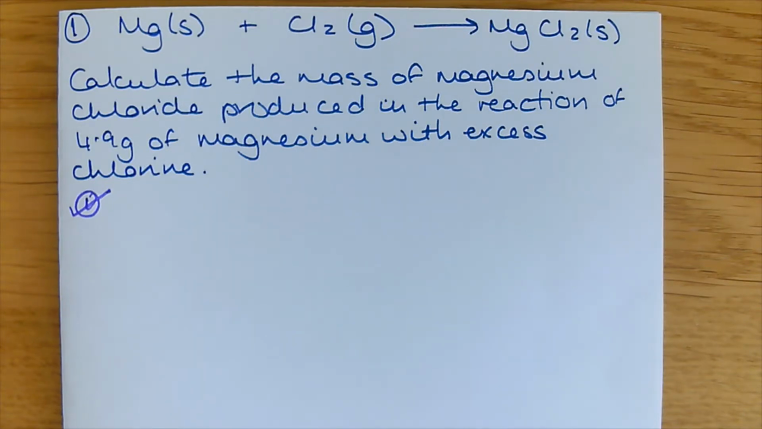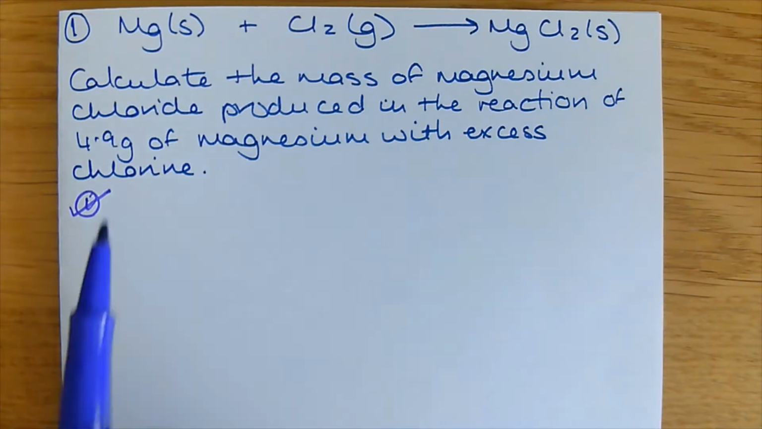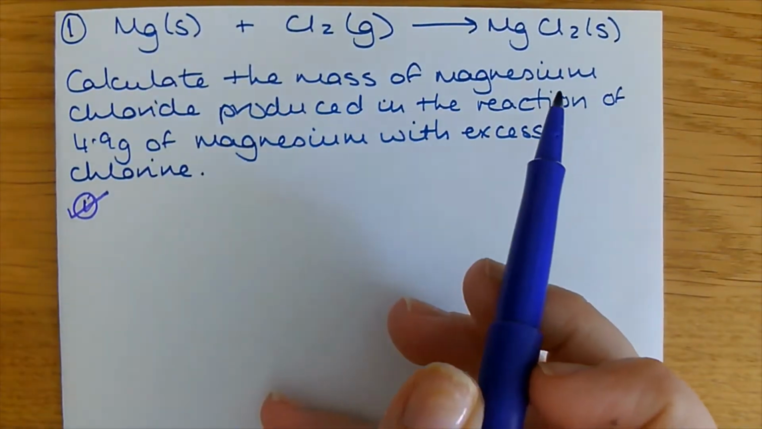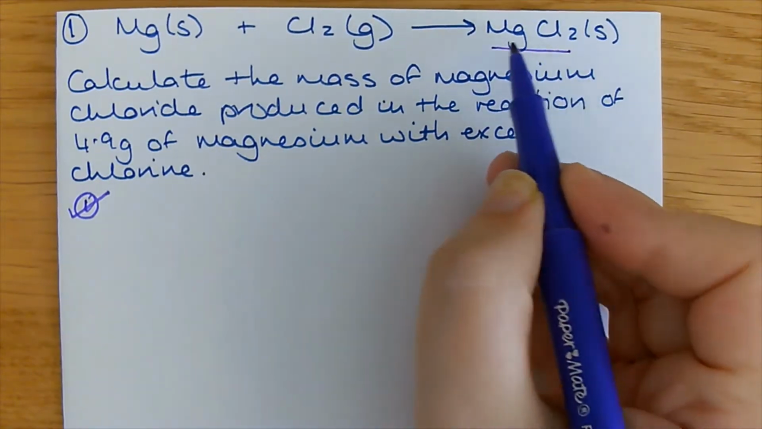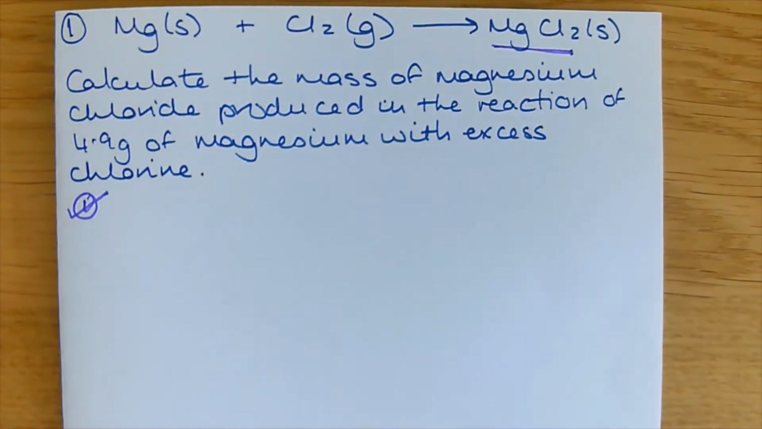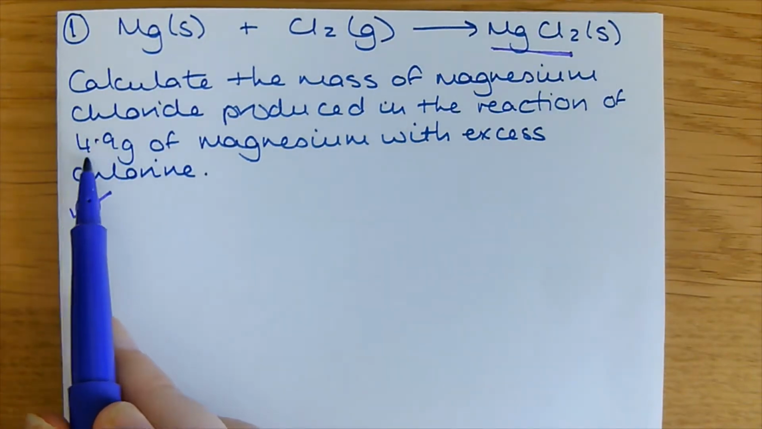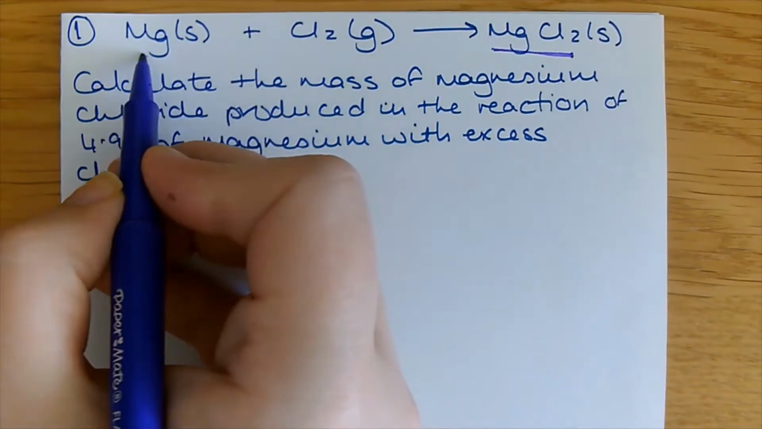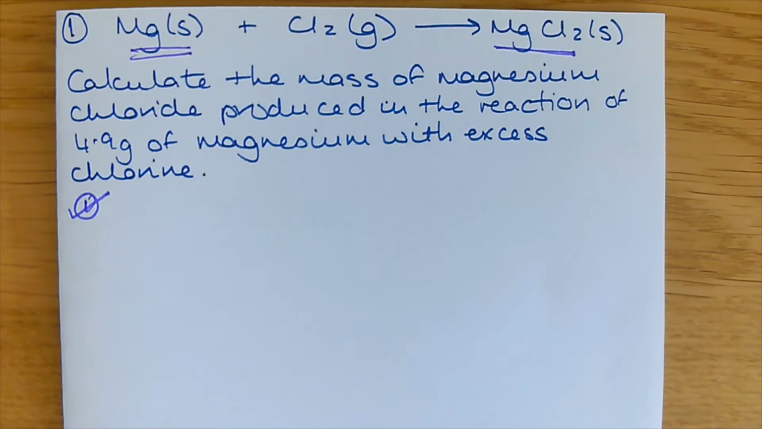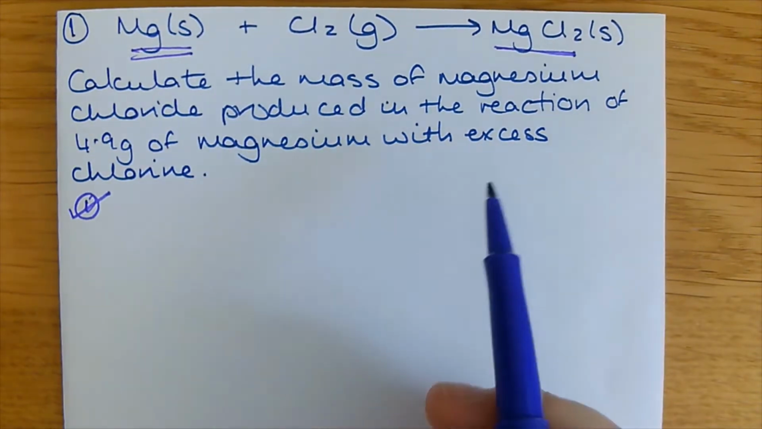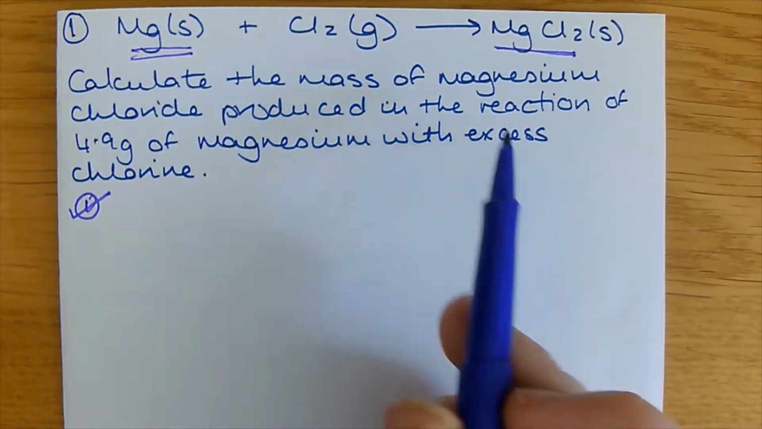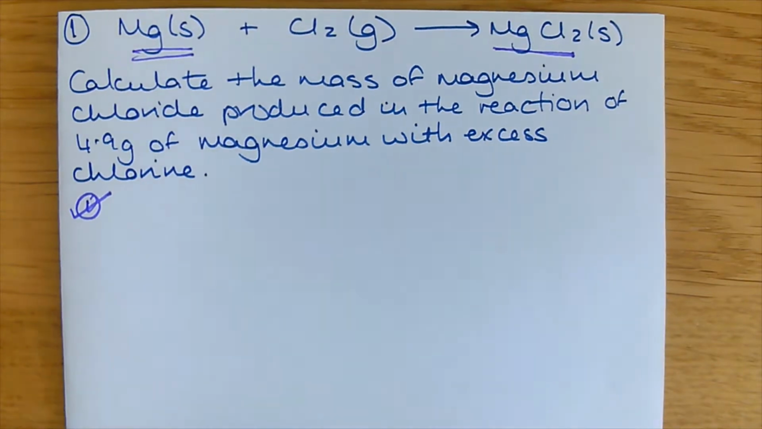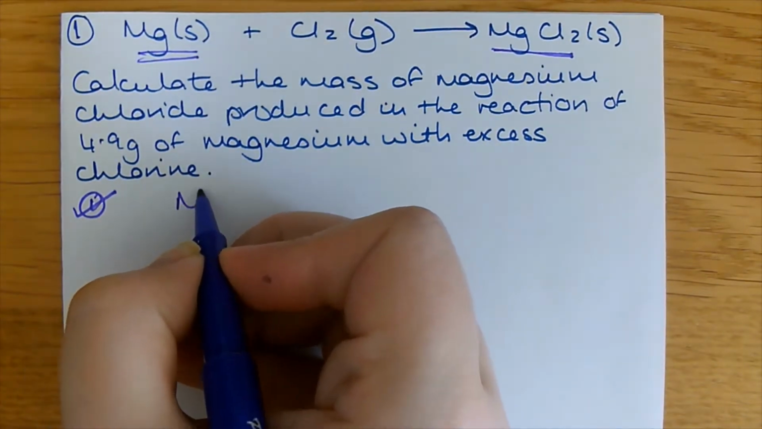Your second step is looking at the mole ratio that you have from that equation. However, what I tend to do at this point is get rid of any unnecessary species that we're not going to use. So if we read the question again, calculate the mass of magnesium chloride, so that's what we want to calculate, produced in the reaction of 4.9 grams of magnesium. We've got some information about this species, so that's the other one we're going to look at. If it says excess chlorine, it means you don't know how much you've got, so it cannot be used in the calculation at this stage. So we can rewrite it, so we can write magnesium.